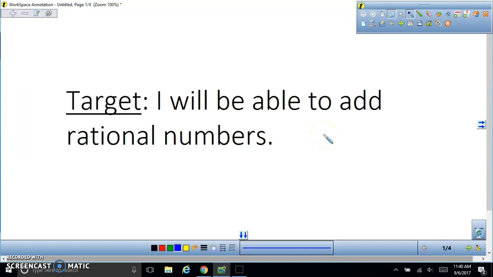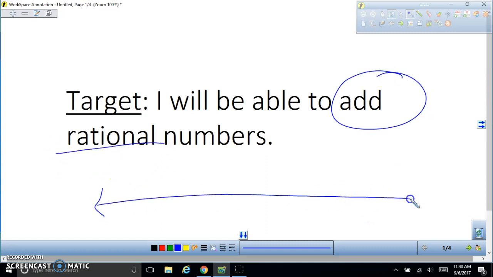Hey there, my people. Today, we are going to talk about adding rational numbers, okay? Remember, rational numbers on that number line include positives, include negatives, include 0, include the in-betweens, like the negative 1.5, that's 0.5, all right? Include the repeating decimals and the terminating decimals and are written as ratios. All right, let's get started.